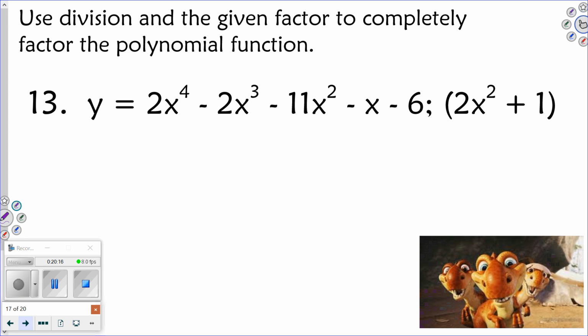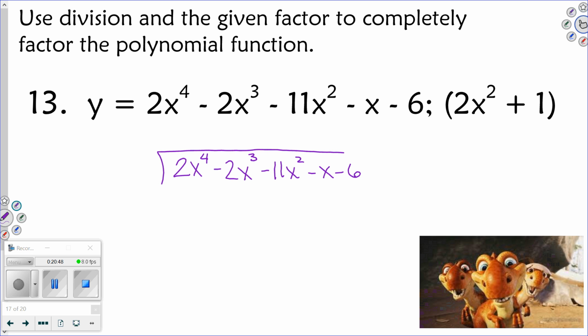All right, use division and the given factor to completely factor. I have to what? Yeah, guys, I'm going to have to use long division because I can't use synthetic. Guys, you cannot use synthetic division with this. It's got an x squared on it. I can't use synthetic. So stop the whining, write it down, and let's do it. All right, I have to use long division because it's not just x and a number. Okay, so I have to go with long division, not synthetic.